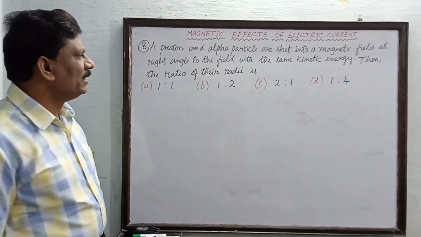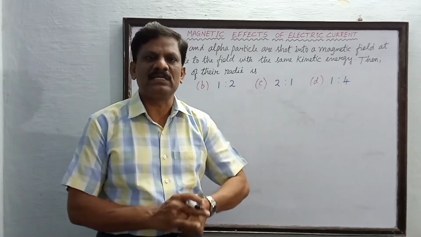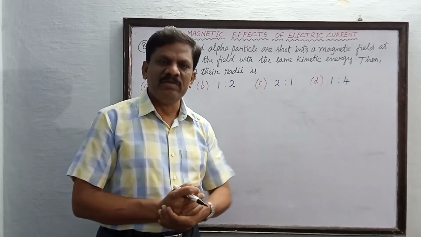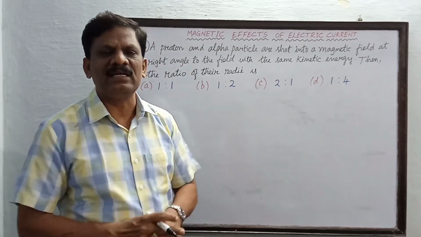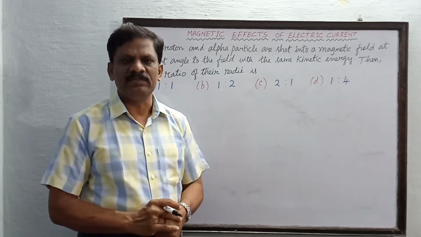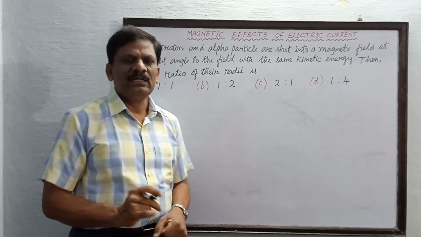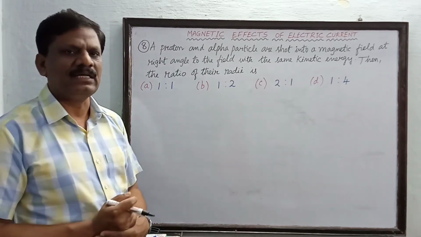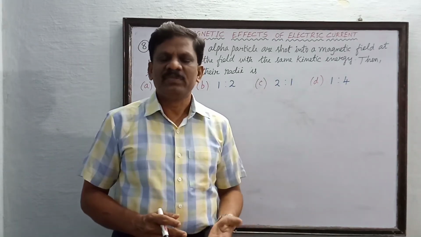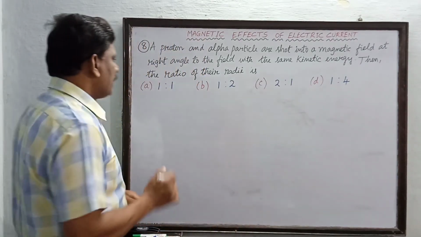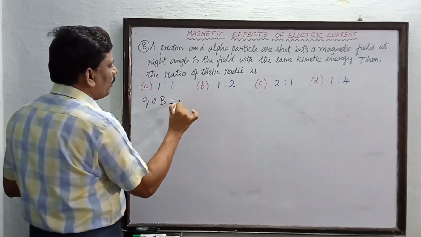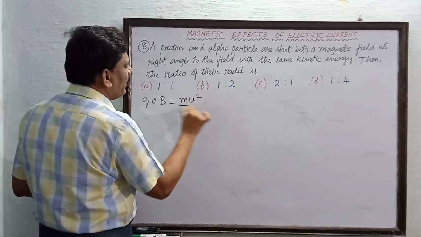Now we have studied magnetic Lorentz force. When the charged particle is moving perpendicular to the uniform magnetic field, it experiences the maximum Lorentz force, that is given by QVB sin 90, that is QVB. And since it is revolving in a circular path, the magnetic Lorentz force magnitude must be equal to the centripetal force. So I will start from the equation QVB is equal to mv square by r.